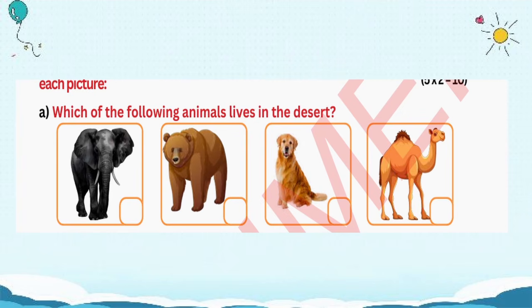1. Which of the following animals lives in the desert? A. Elephant. B. Bear. C. Dog. D. Camel. Please choose one option. The correct answer is D. Camel. Camels are known to live in the desert. Do you want me to read the next question?